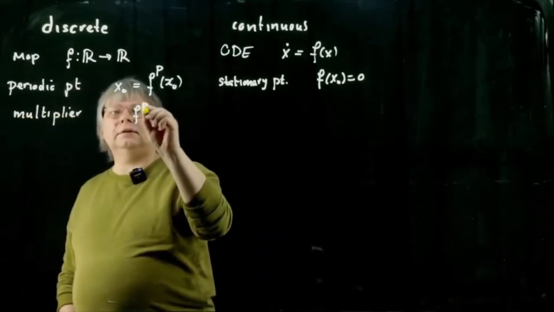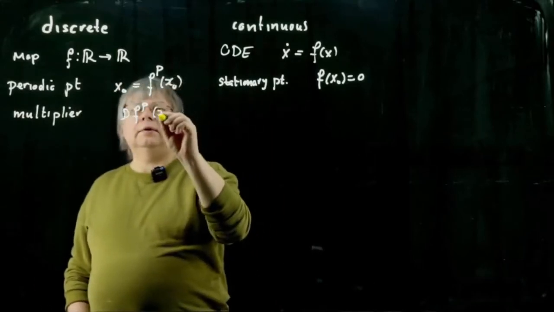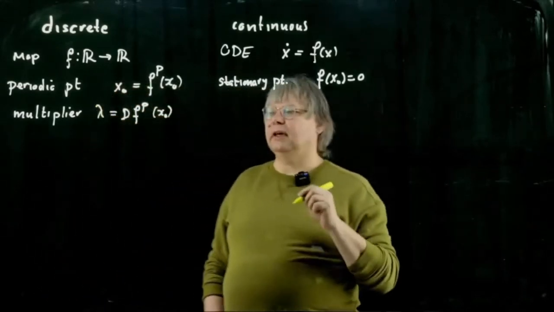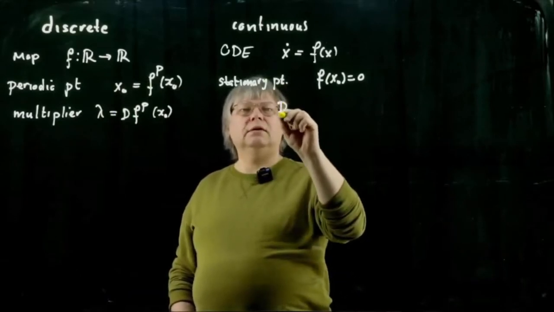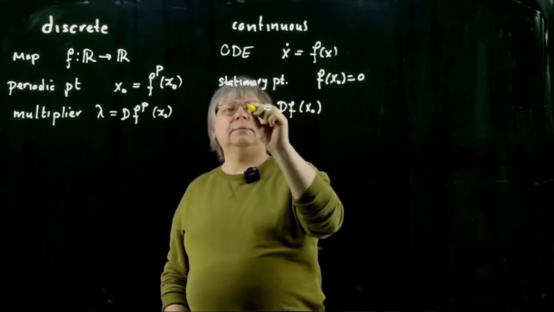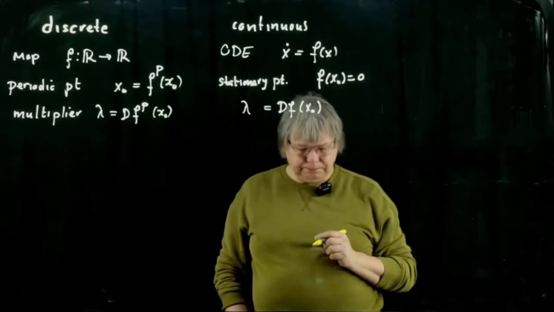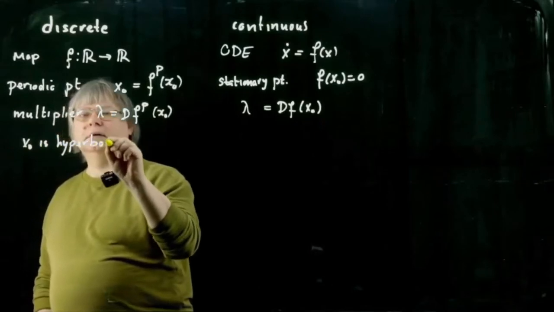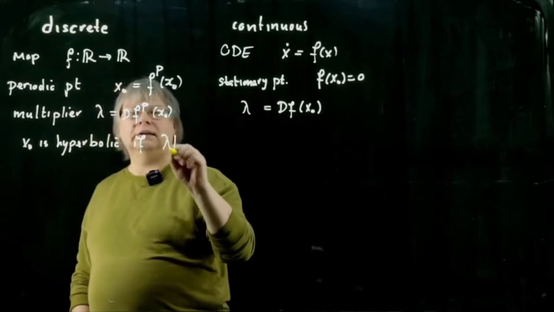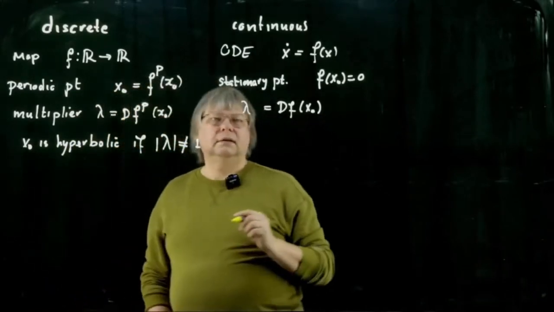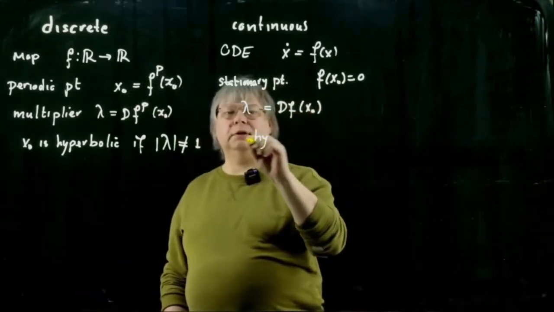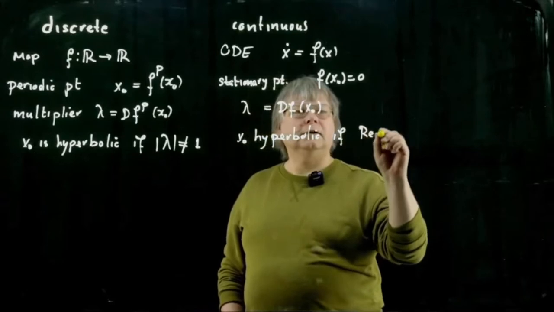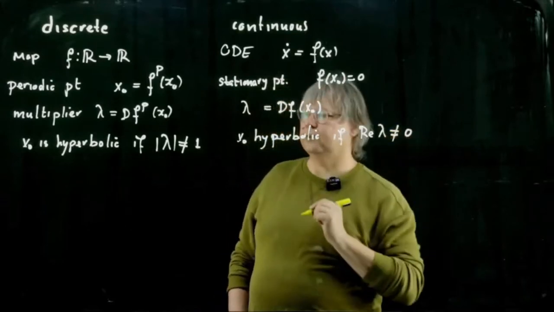That is to say, we take this iterate and we take the derivative and we compute it at this periodic point and we call it lambda. That is the multiplier. And here we do not really have something called a multiplier, but we can still look at this. And let's call it lambda anyway. Okay. Now, then we say that x0 is hyperbolic if lambda in absolute value is not 1. And here the stationary point is called hyperbolic if the real part of lambda is not equal to 0.